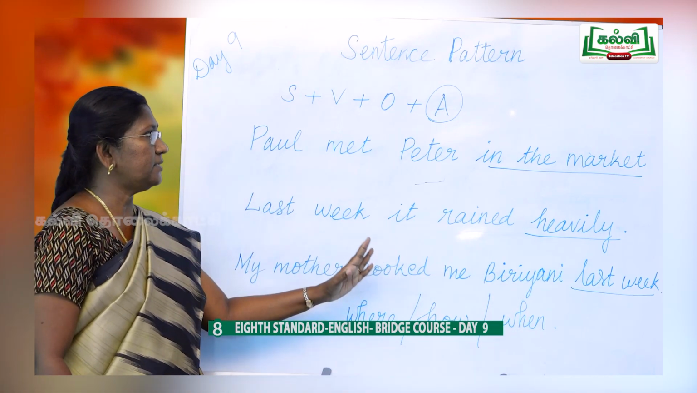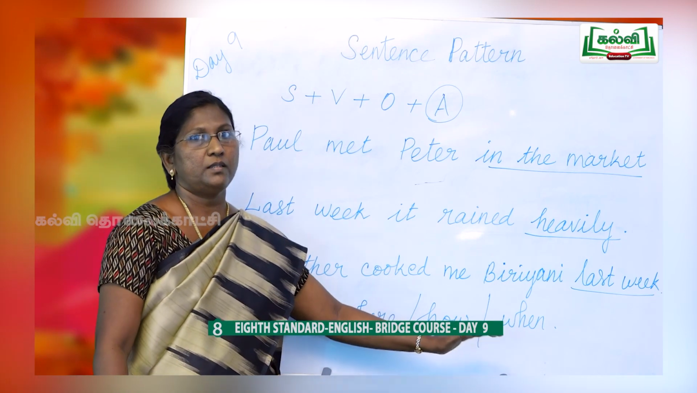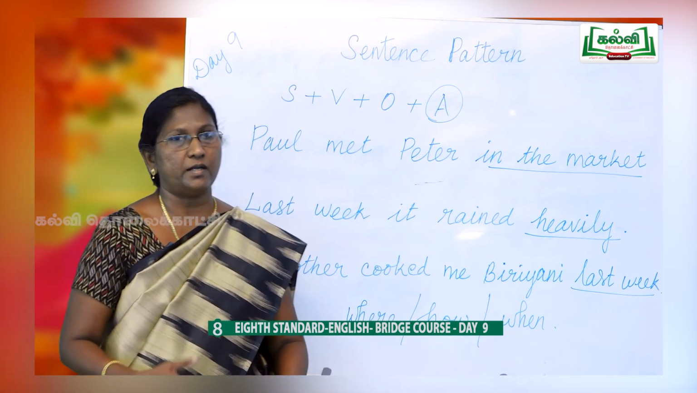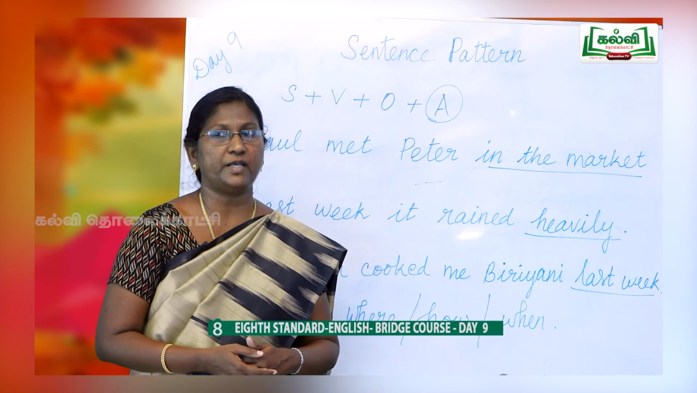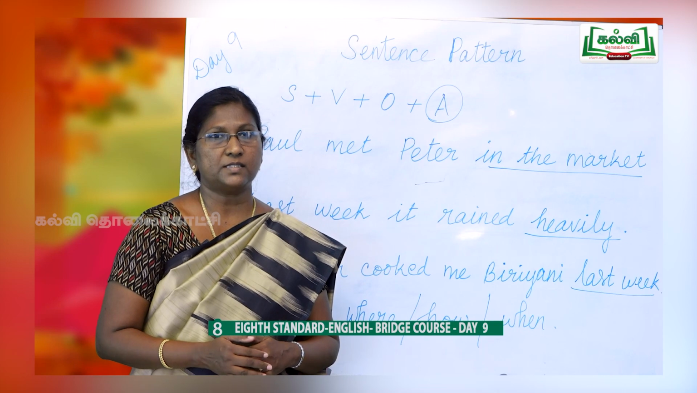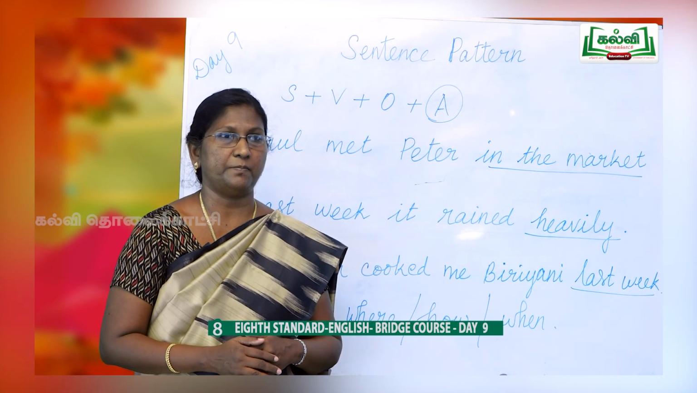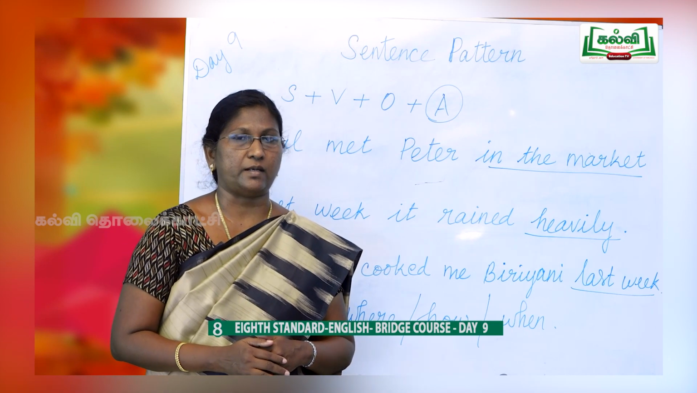So the three sentences answer some questions with where, how and when. This information is given additionally for a sentence so that we can understand the sentence more clearly. So the pattern subject plus verb plus object plus adjunct is completed. Now we shall see the next pattern.